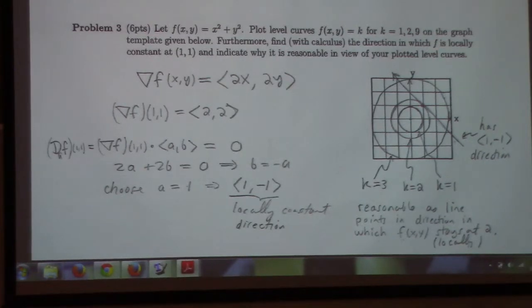It's where it's perpendicular, right? The directional derivative will be 0 if u hat is perpendicular to the gradient. So you want to rotate by 90 degrees from the gradient direction, whatever that is. And so this will be the direction it's locally constant along that line.